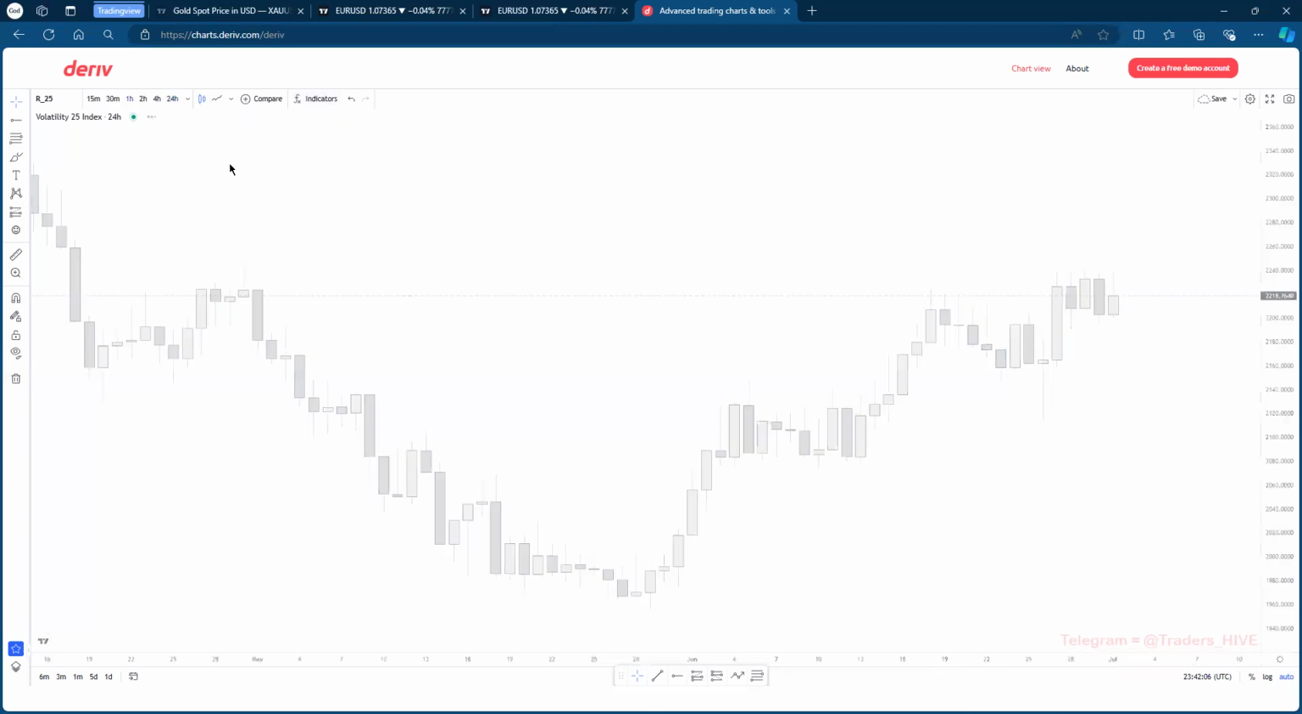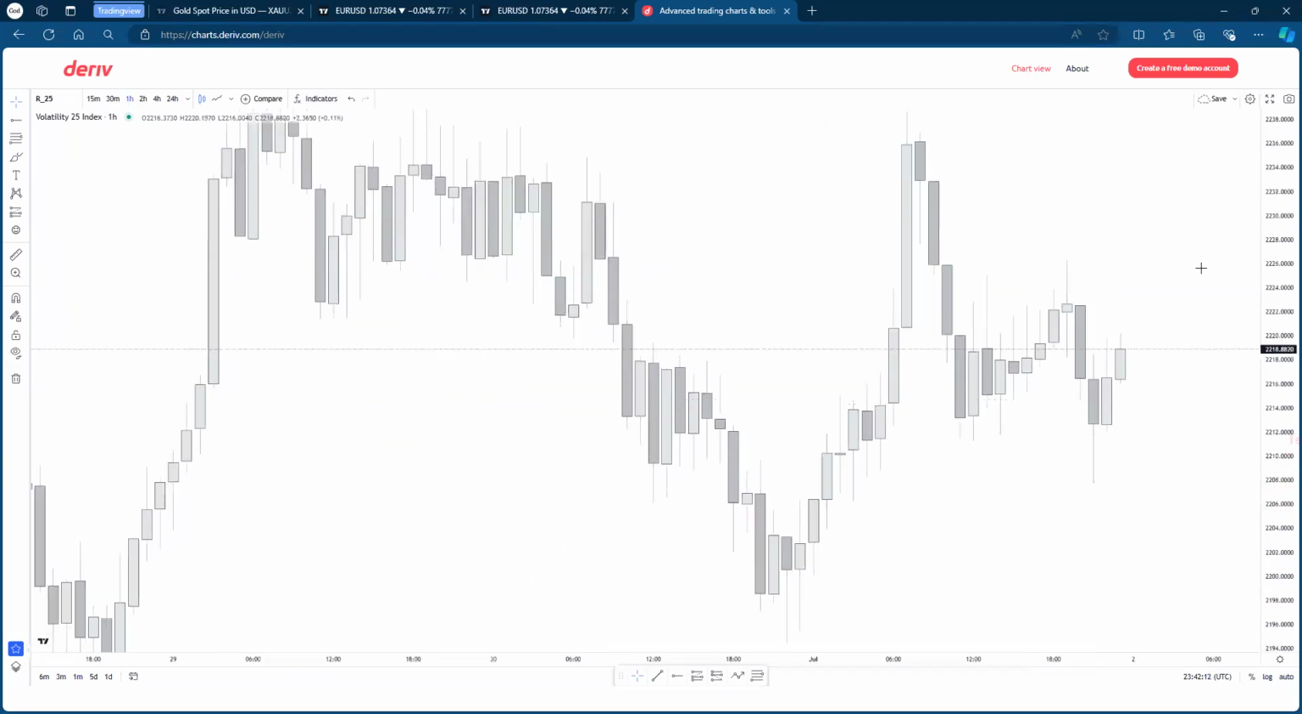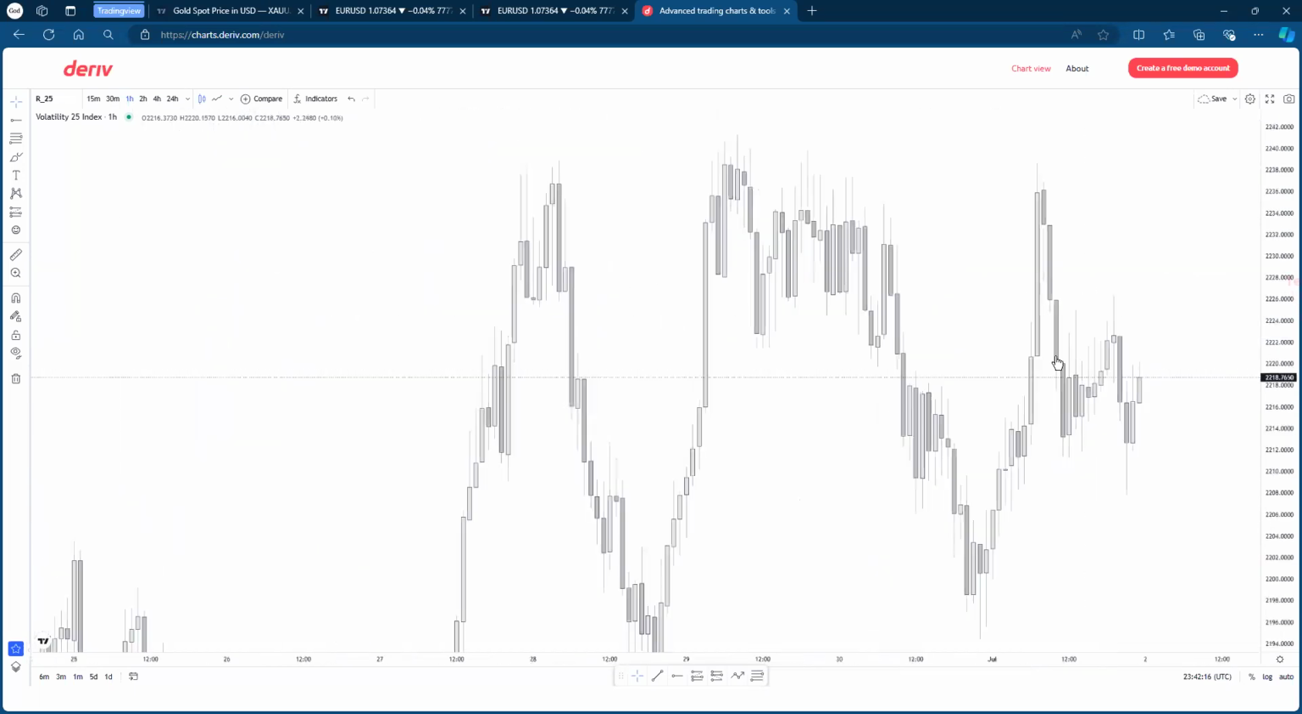But on the 1 hour time frame, this is what I did. Okay, beautiful. So this is where my entry was on the 1 hour time frame. So you will see, when I checked, the price was here.